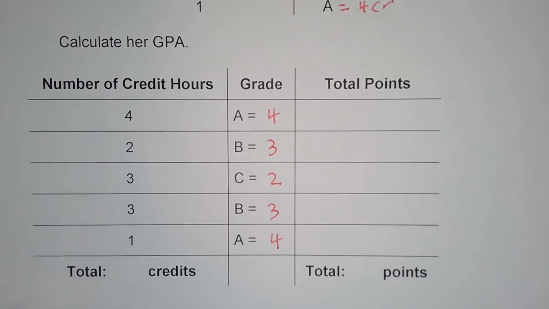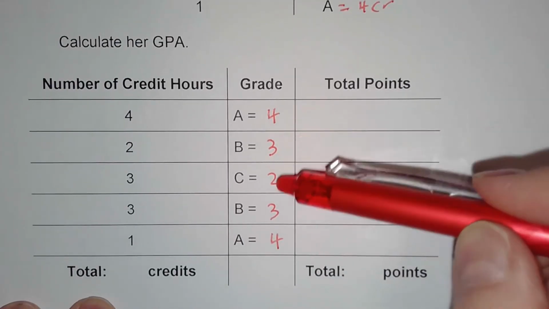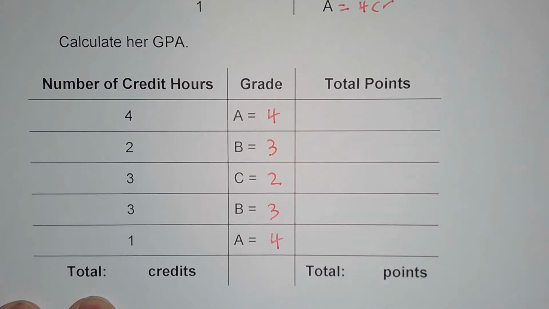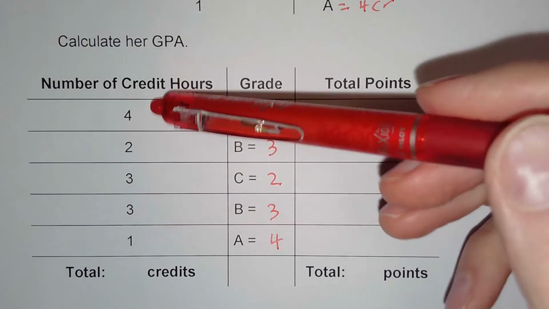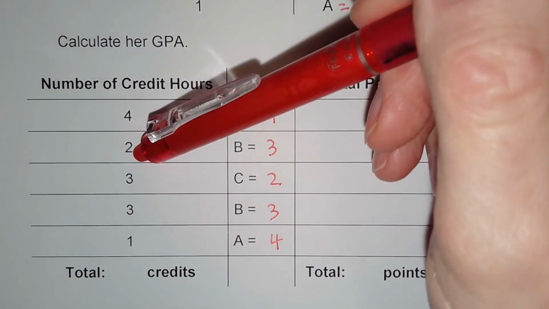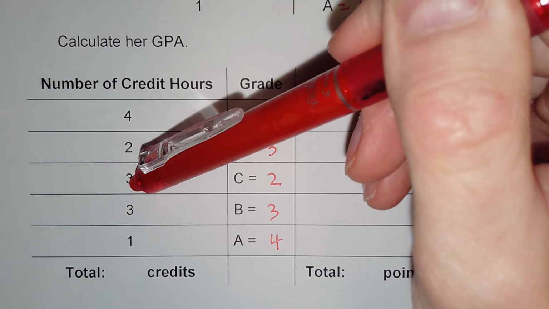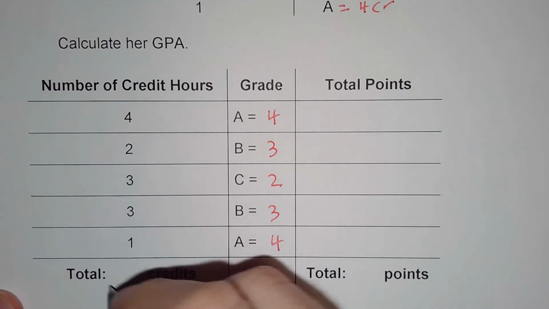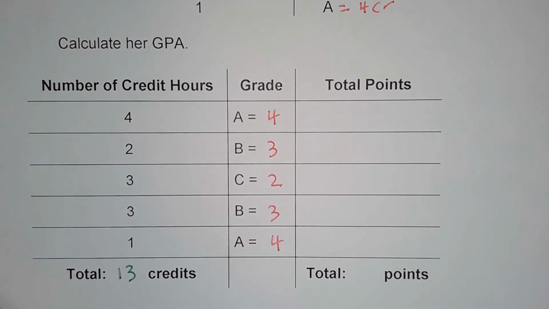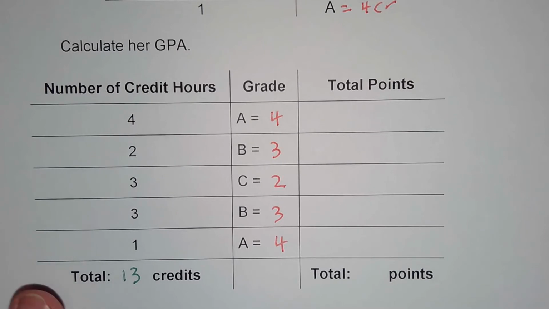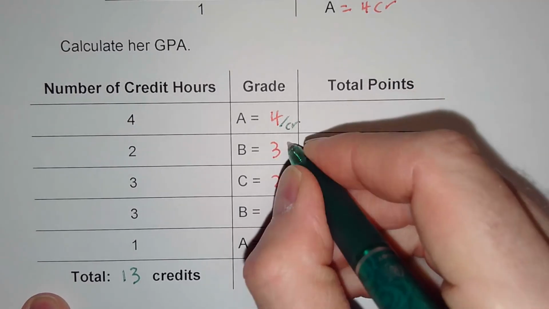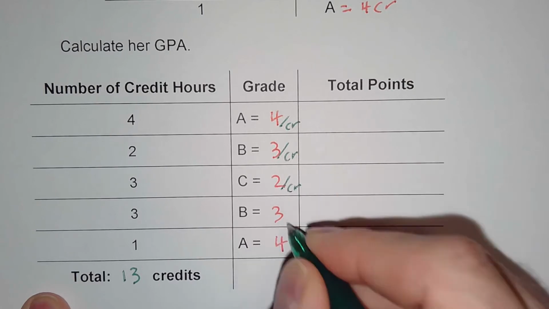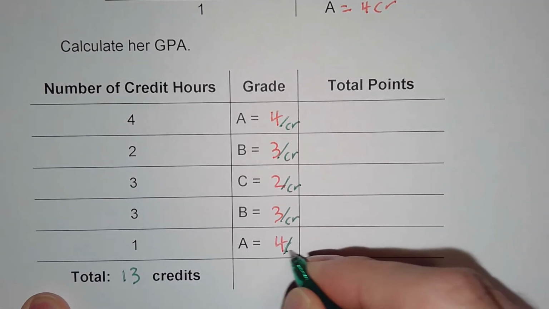Now our total number of credits here would be 4 plus 3 is 7, 9, 12, 16. I did that wrong, so let me try that again. I need to add these up over here. 4 plus 2 is 6, plus 3 is 9, plus 3 is 12, plus 1 is 13. So she has a total of 13 credits. So these are the points per credit. And then we're just going to multiply by the number of credits.